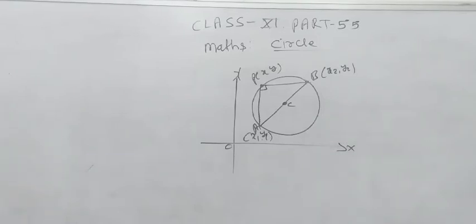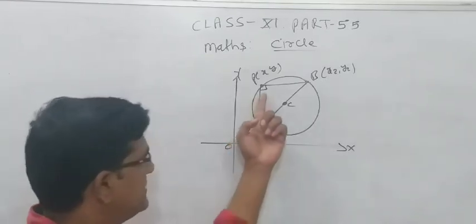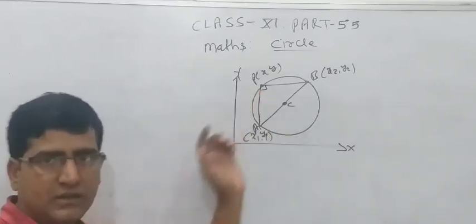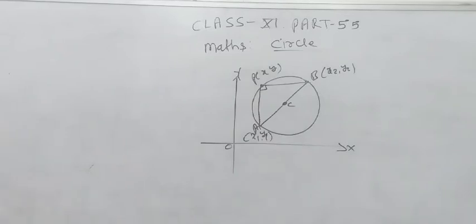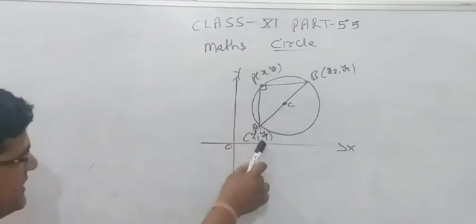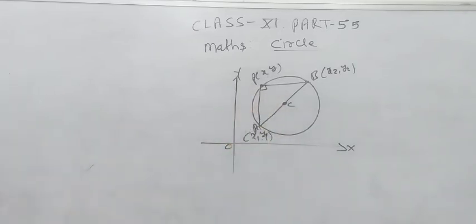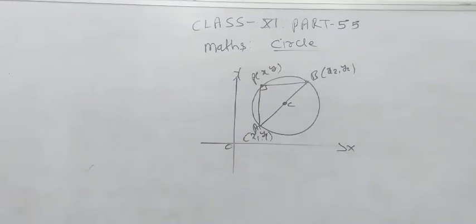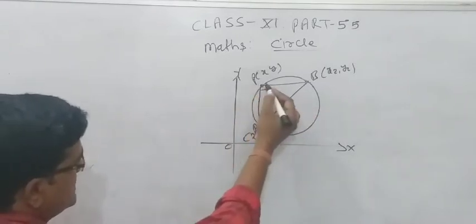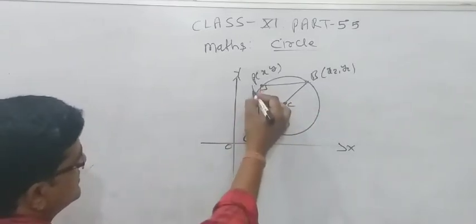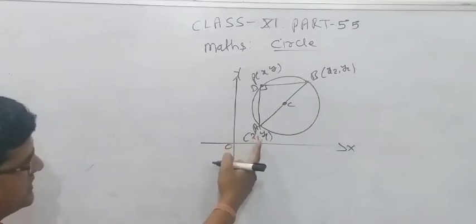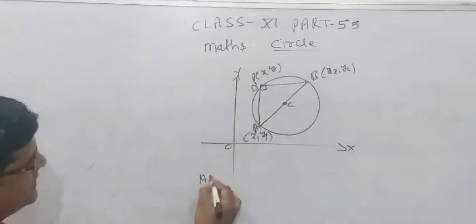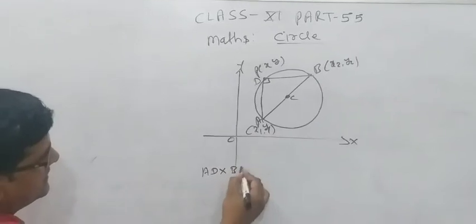This is a theorem. Which theorem? In a semicircle, the triangle makes a 90 degree angle. Understood? So what is the slope? Slope means (y2 minus y1) upon (x2 minus x1), and similarly (y2 minus y) upon (x2 minus x). It means we can get the slope of this line. Slope of AP, and suppose the center is D. Slope of AP into slope of BP is equal to minus 1.